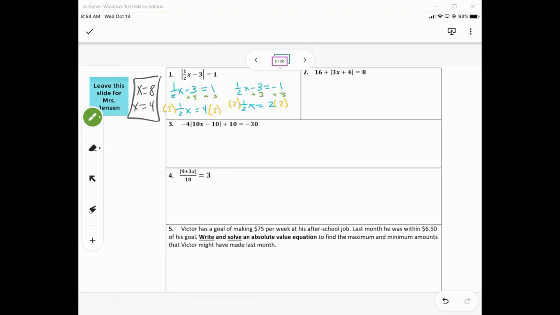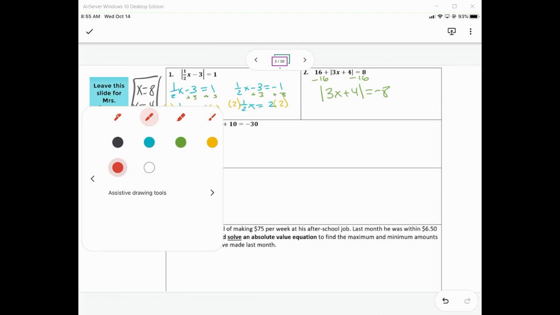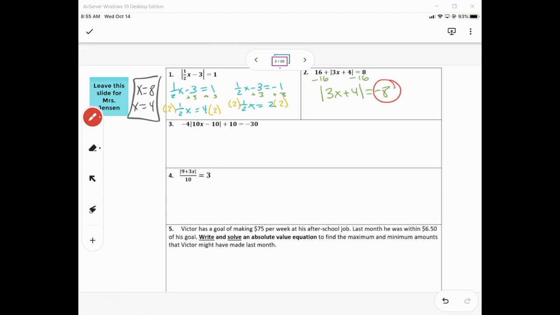With number 2, we first want to isolate the absolute value. So we subtract 16 from both sides. Now this is what you want to watch out for, because we have the absolute value set equal to a negative number, and an absolute value will never equal a negative number. That's not saying that x can't be negative, but after you take the absolute value of something, it's not going to equal a negative. So this is where we would have no solution.